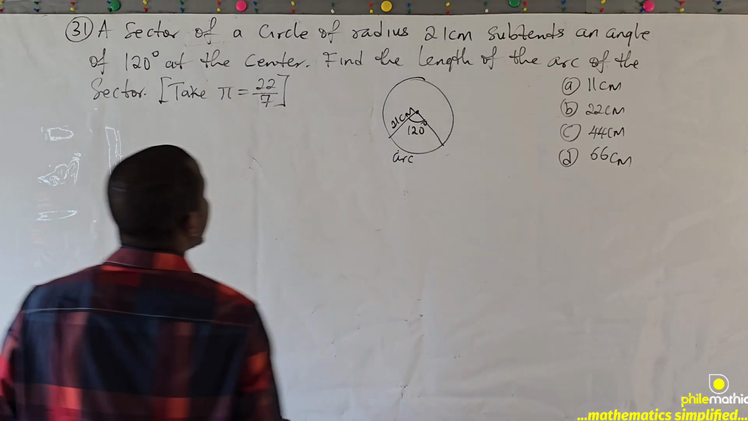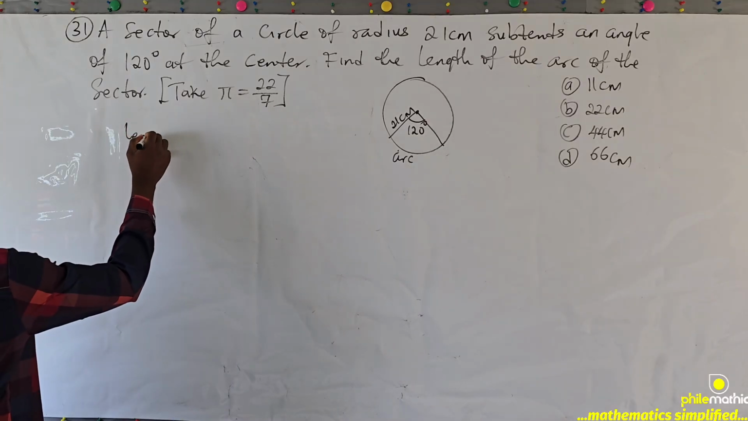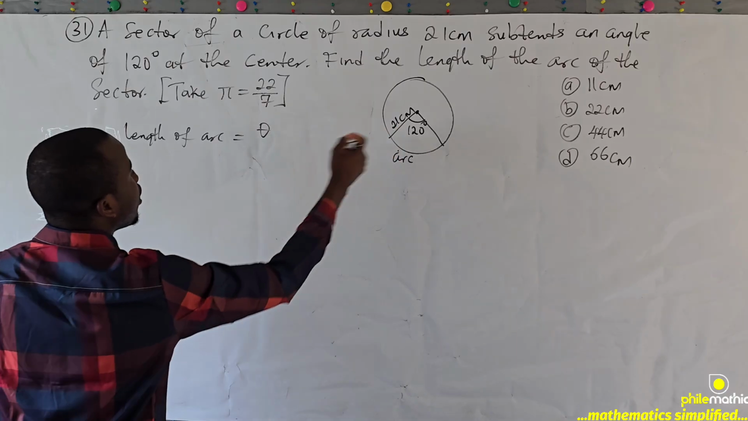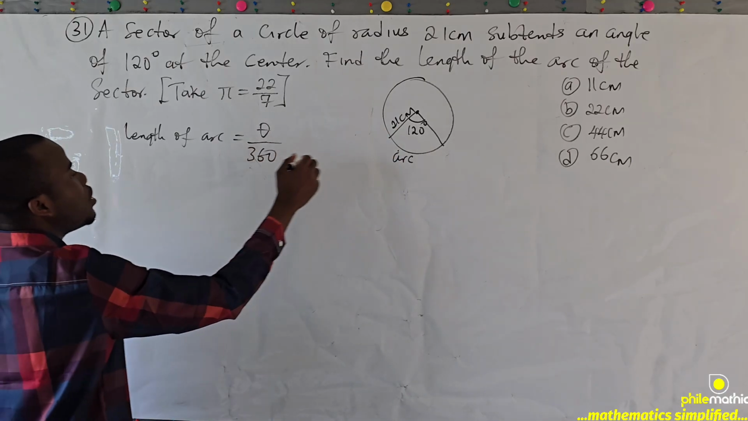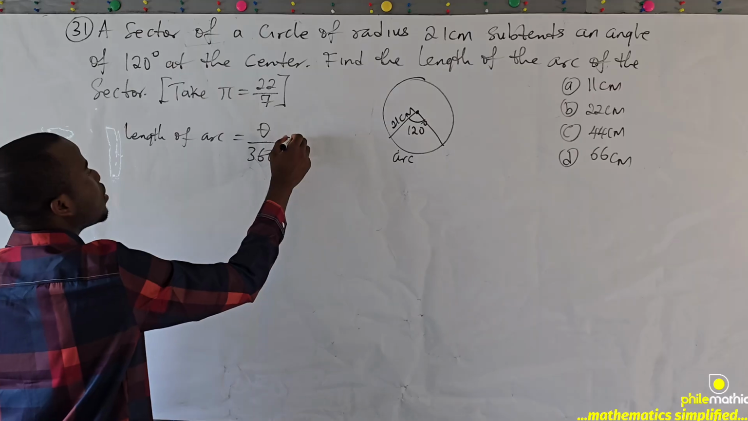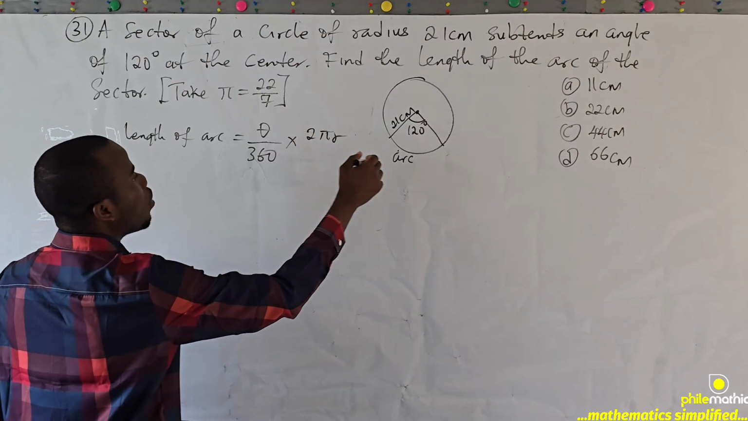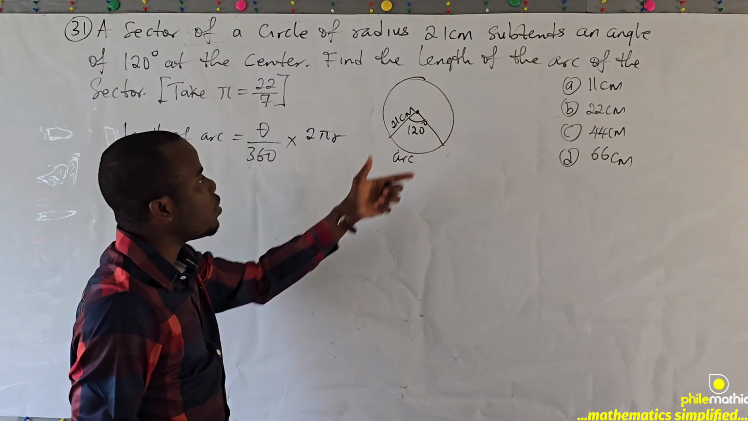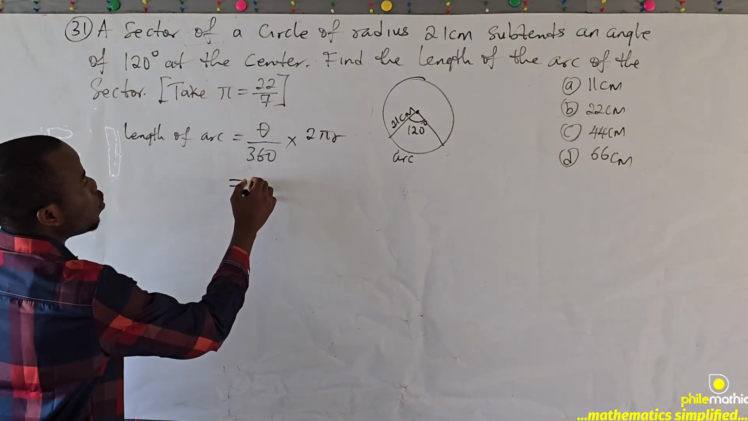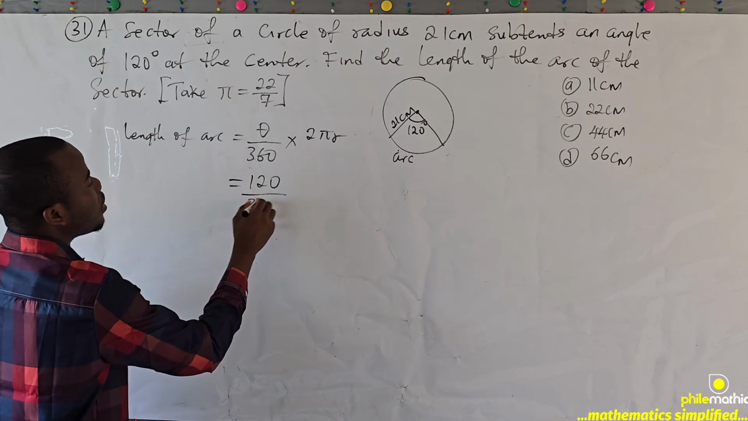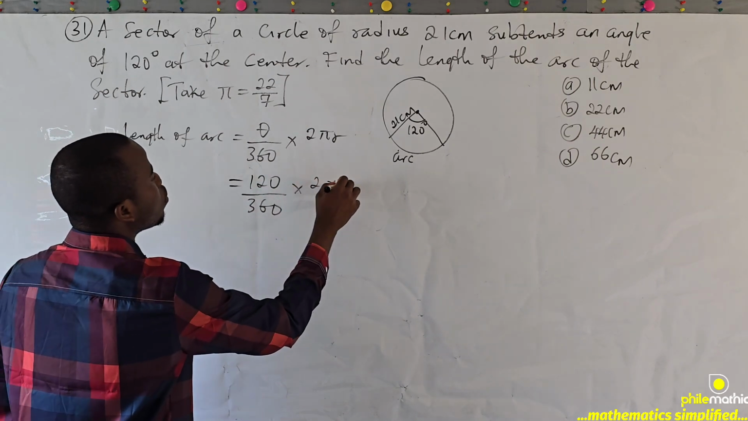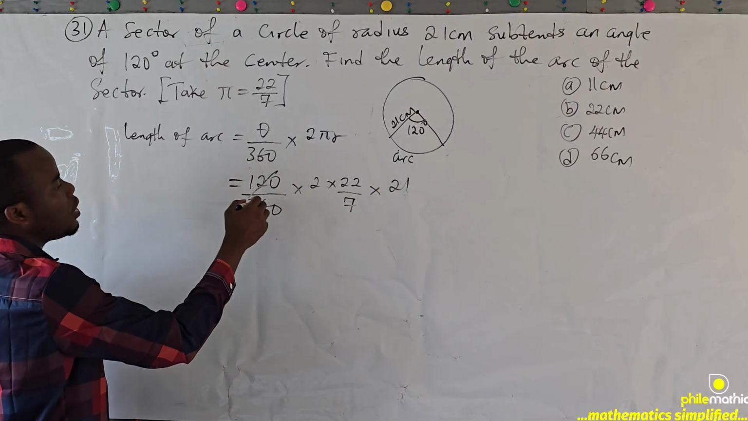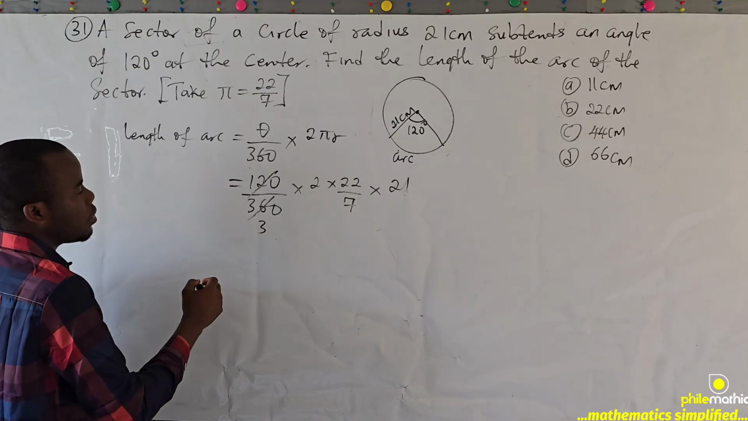So we use the formula for length of arc, which says the included angle over 360, which is angle at a point, times 2 pi r, the perimeter of a full circle, because we're just looking for the perimeter of a fraction of the circle. So we just substitute 120 over 360 times 2 times 22 over 7 times 21. 120 goes into 360 3 times.